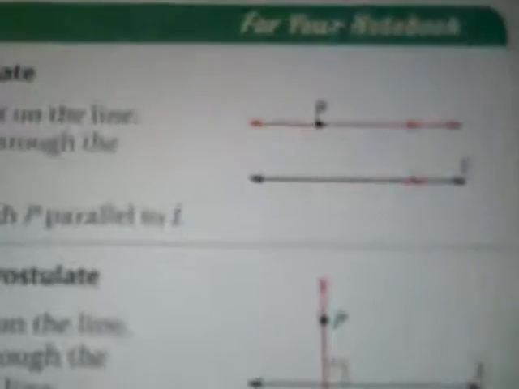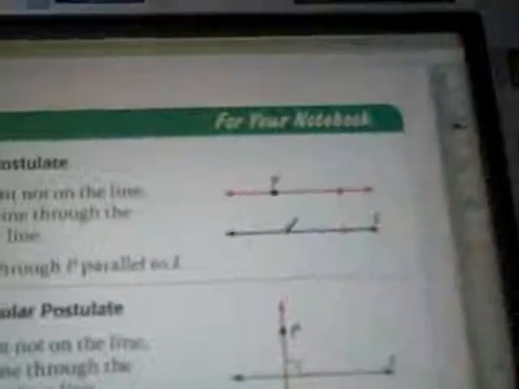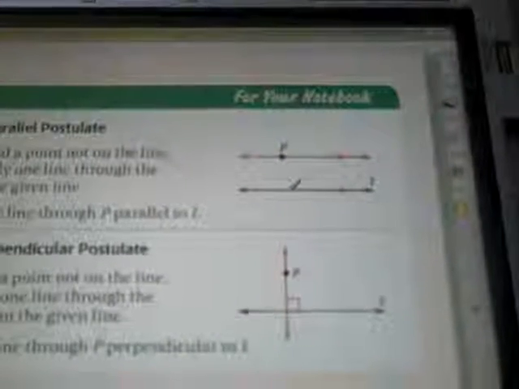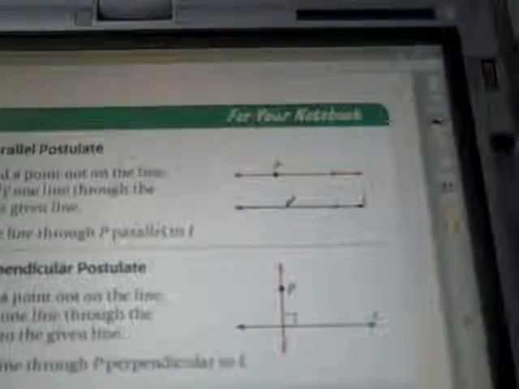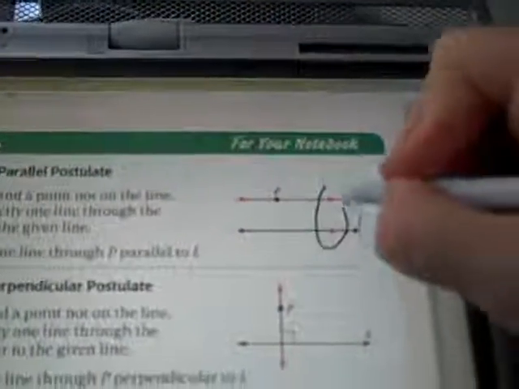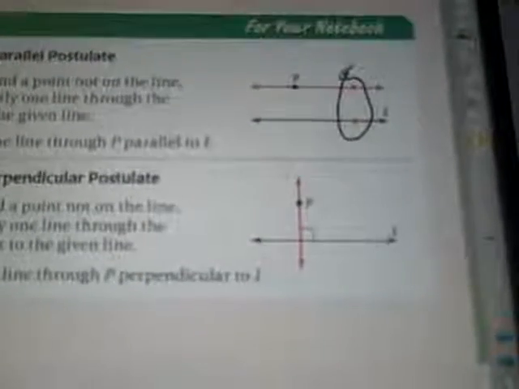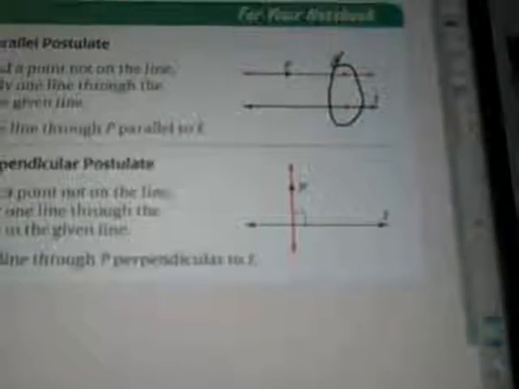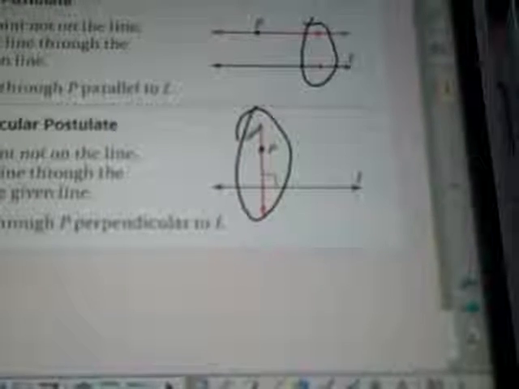So if you look at this diagram here, I've got a line, this dark line here, line L, and I've got point P. What it's stating is that if you've got a line like line L and a point P, you can only draw one line through point P that's parallel to line L. Remember that those two lines are parallel. The perpendicular postulate says the exact same thing, except instead of two lines being parallel, there's only one line that'll be perpendicular to line L through point P.